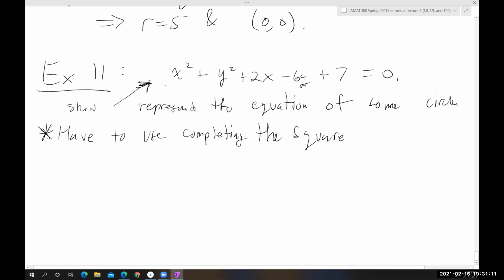We're going to do it for each variable. We're going to put all the x terms together and all the y terms together, and then the constant term on the other side. So we'll have x squared plus 2x, and then plus y squared minus 6y equals negative 7. So this is a step towards getting something that looks like a circle. And the idea is to do completing the square on this and then completing the square on this. We have to do it twice.